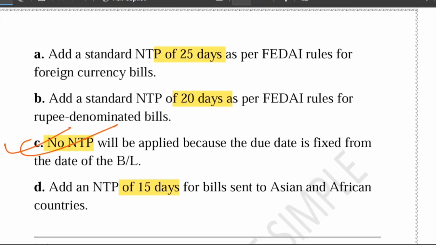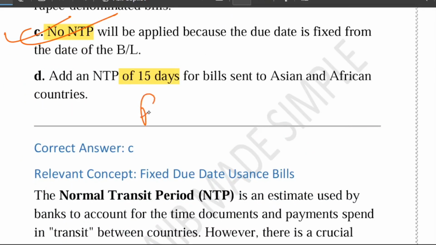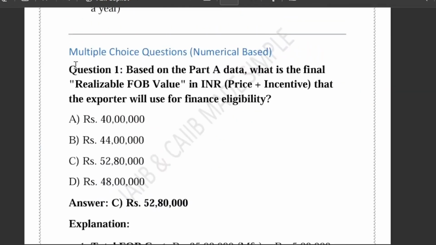Yes. So the memory trick is: fixed date, no extra day. Or simply, if the day is fixed, NTP is not applicable. So NTP is for sight and demand bills or after sight bills. For usance bills with a fixed date, NTP is not applicable. So that's the concept. No NTP when maturity is certain. That is the main concept. I hope it is crystal clear.